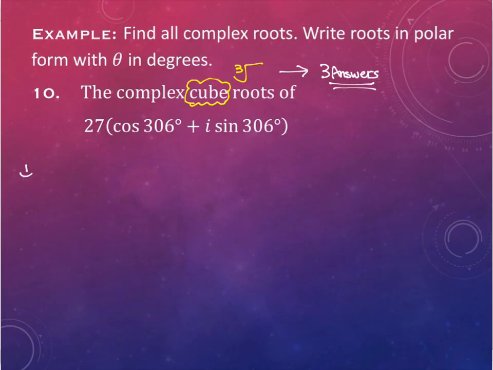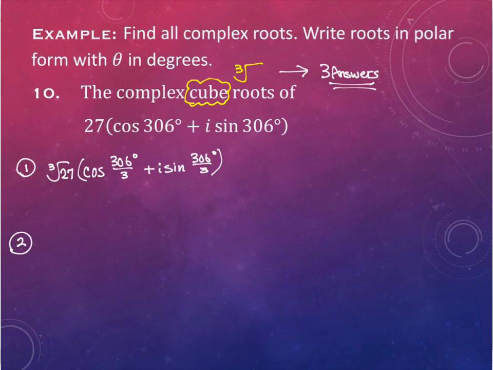So let's look for answer number 1 first. And I'm not going to simplify it completely. I'm just going to set up each of the 3, and then we'll go back and clean them up. So for number 1, we take the 27, and we take the cube root. So we've got the cube root of 27. Everybody good with that so far? On the first one, we take the angle measure that they give us and simply divide it by 3, because this is a cube root. So cosine 306 divided by 3 plus i sine 306 divided by 3. We'll clean it up in a second, but this is number 1. Leave yourself a little bit of space and we'll go back for it. It won't take much to clean it up.